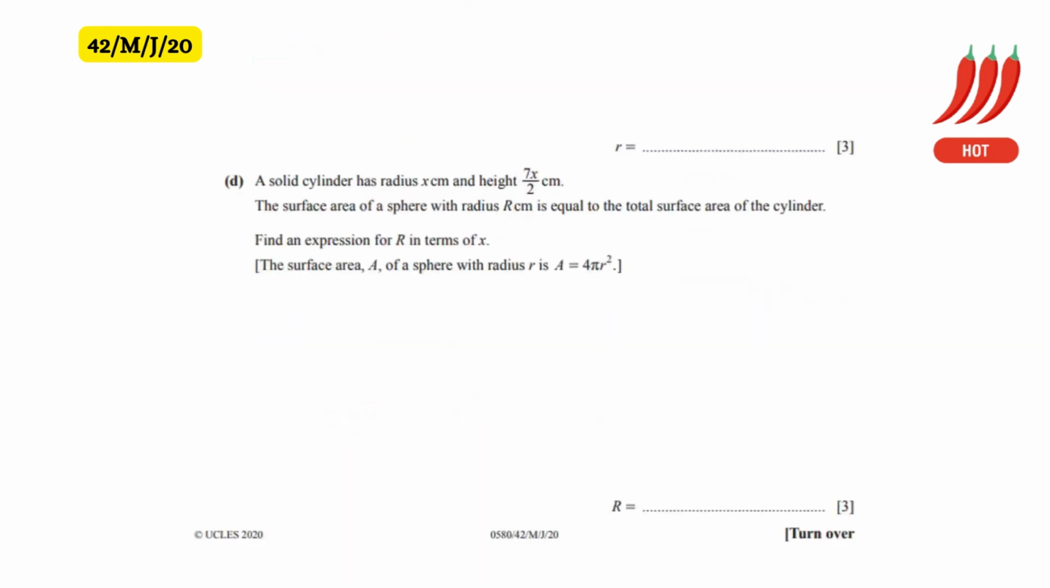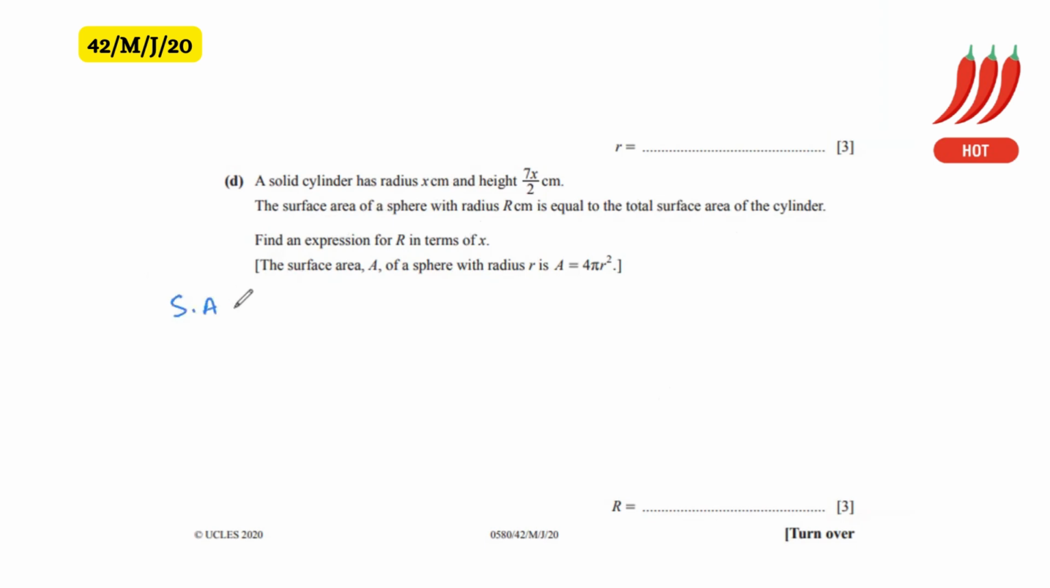Then a solid cylinder has a radius x centimeters and height 7x over 2 centimeters. The surface area of a sphere with radius r centimeters equals the total surface area of the cylinder. Find an expression for r in terms of x. So they both have the same surface area.